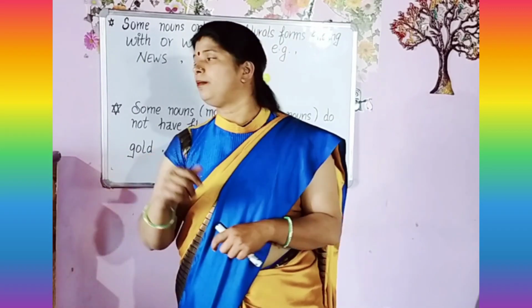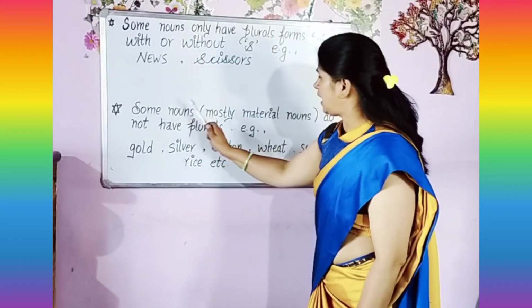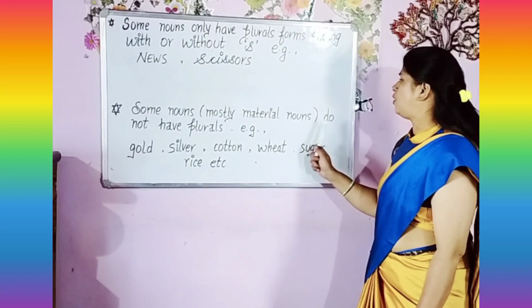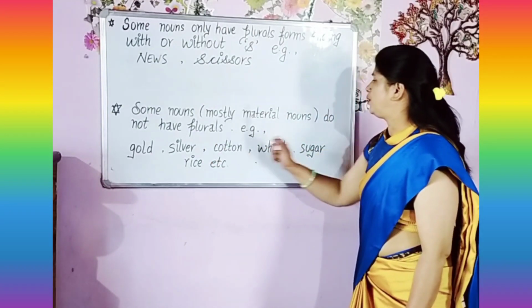So there are many words which we present in the plural form only, although they represent the singular form also and the plural form also. Okay. So now I will tell you the 10th and the last rule which is used to change singular to plural form, that is some nouns, mostly material nouns, do not have plurals.